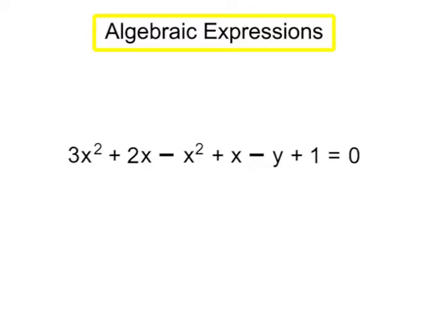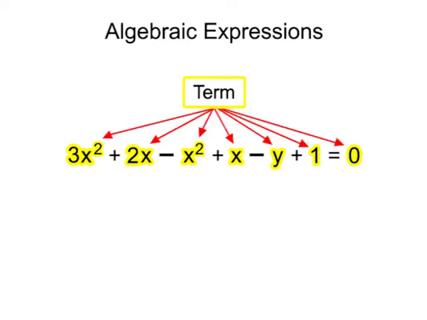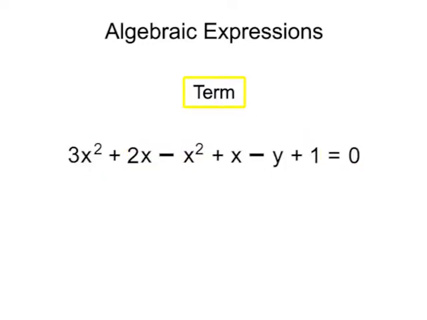Algebra is the way in which we describe patterns and solve puzzles. It gives a simple mathematical way to describe real-world questions and uses letters called variables to represent unknown values. A term is either a single number, a variable, or a combination of the two. Terms are separated by operations such as addition or subtraction signs.